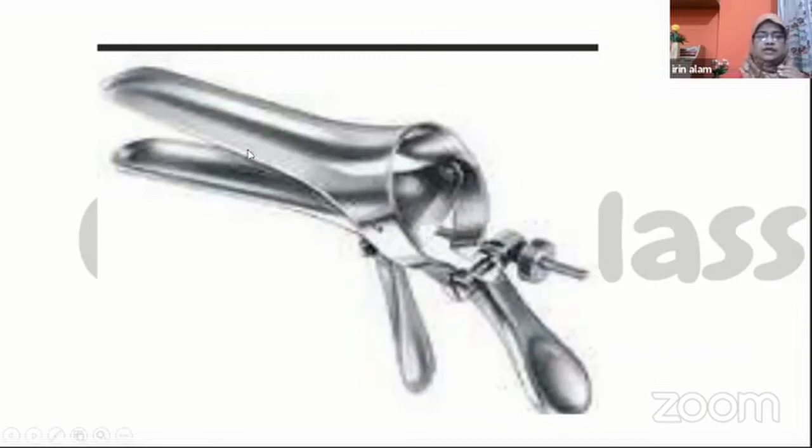So this is the Cusco's. This is also called sometimes duck speculum. It is like a duck's beak. And there is a screw, it can be tightened or released. If it is tightened, then it will retain itself. So it is called self-retaining bivalve speculum.